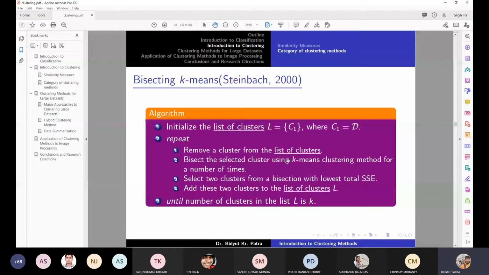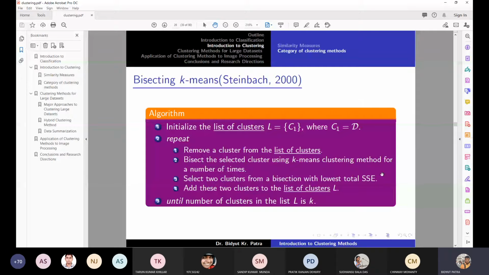Okay. Now what you do is select 2 clusters from a bisection with the lowest total SSE. For each clustering you compute the SSE and choose one of the many clusterings. That means you have 10 clusterings, and each clustering has 2 clusters. Then you choose one clustering where the SSE value is minimum. Select 2 clusters from a bisection with the lowest total SSE.